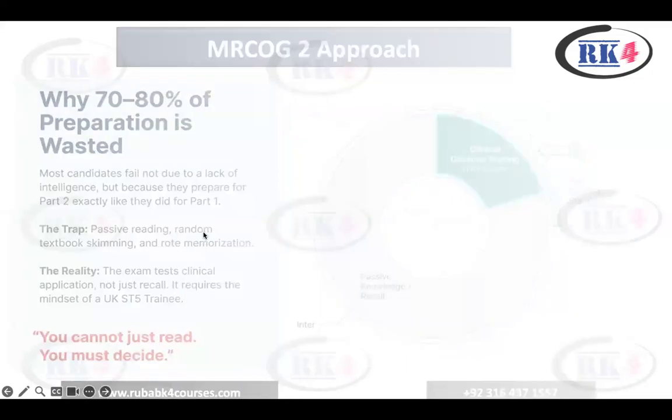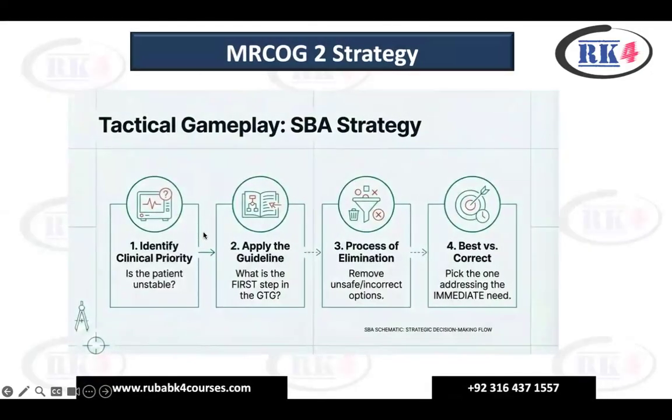Now, for the SBAs, I told you what should be the strategy. You read the question and see what is the clinical priority, what are they asking you, and then think, which guideline can you apply on it? And whenever you are applying any guideline, is it Green-top Guideline, NICE guideline, do not forget about the clinical governance principles, of which the most important is patient safety. Is this safe, what I'm offering to the patient? And then follow that and look at the options. Okay, this is wrong, this could not be correct.